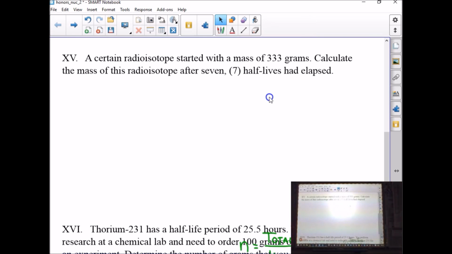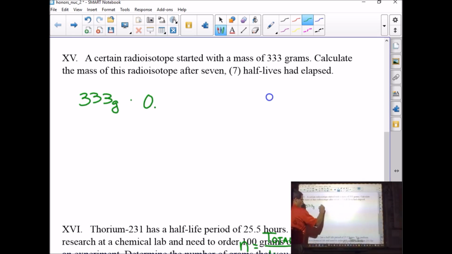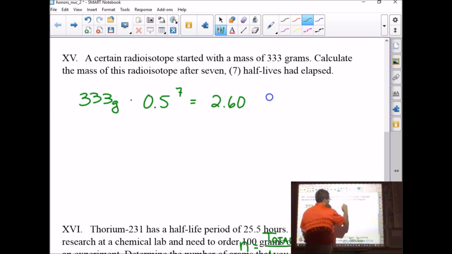It says a certain radioisotope started with a mass of 333 grams. Calculate the mass of this radioisotope after 7 half-lives have elapsed. So how would we go about solving for this one? Good. So we'll use our 333 grams times 0.5 caret 7. Good. Super easy. I like that. Plug and chug. The way God made it. So 2.6, we'll say 0.